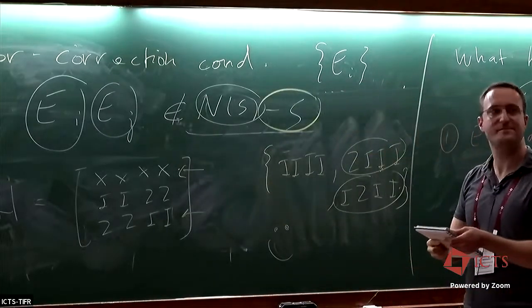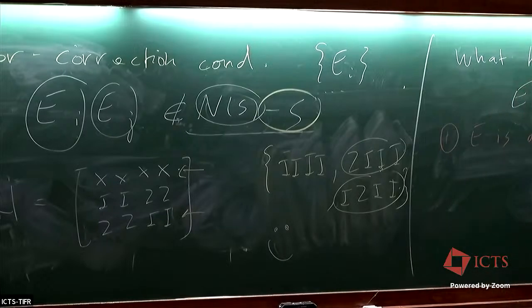Sorry, a quick question. I'm a bit confused about the status of this I. You call it an error, but it's the identity operation, right? And wouldn't one naturally include this I in the stabilizer group as a neutral element or something like that?